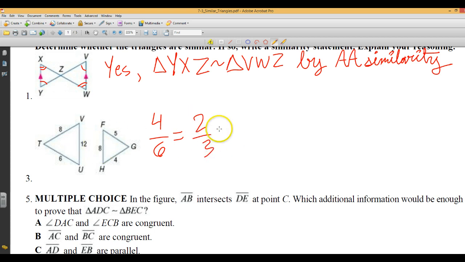We have 8 over 12. That also simplifies to 2/3. And we have 5 over 8, which does not simplify any further. Therefore, the triangles are not similar because corresponding sides are not proportional.